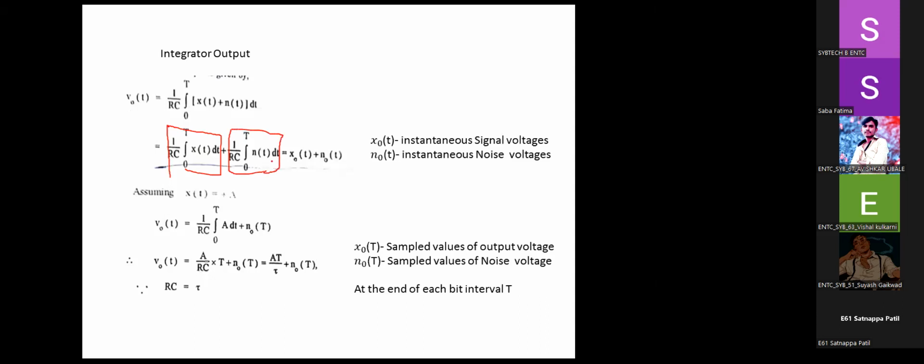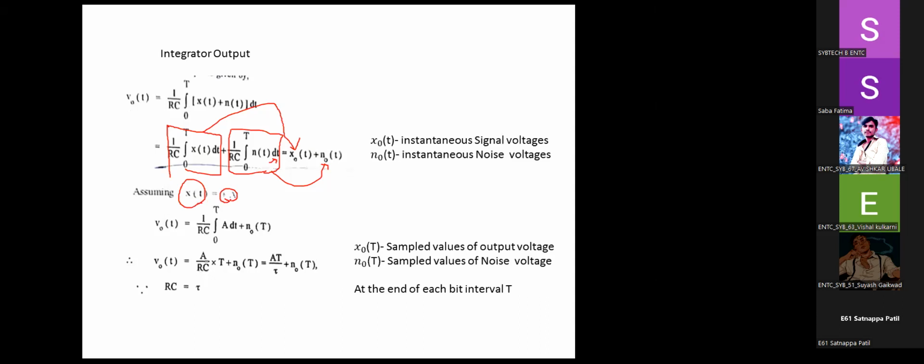So it is still at the sampling point. It has not crossed switch 2. It is at switch 1. That is why we say instantaneous signal voltage and noise voltage. Those are represented in this particular form, x0 of t plus n of t. And now we say let this x of t be positive A.